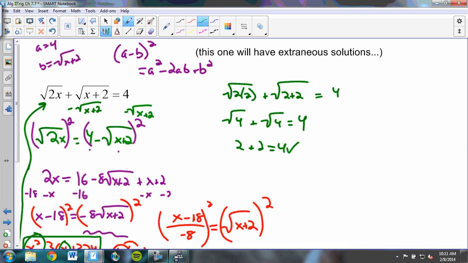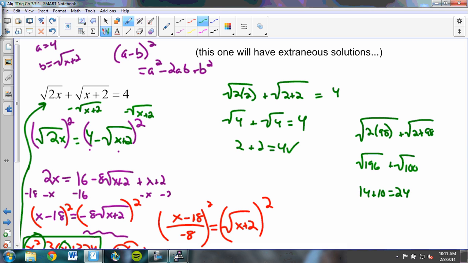So I'm going to plug in 98. 2 times 98 plus 2 plus 98. 2 times 98 is 196, and the square root of 196 is 14. So we get 14 plus 10, which is 24, not 4. So this one doesn't work. 98 doesn't work, so the answer is x equals 2. That's when you have to check extraneous solutions.